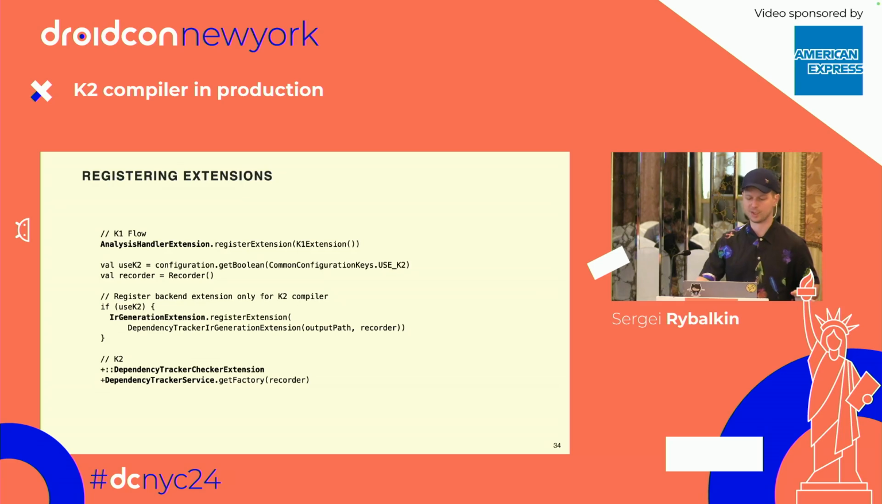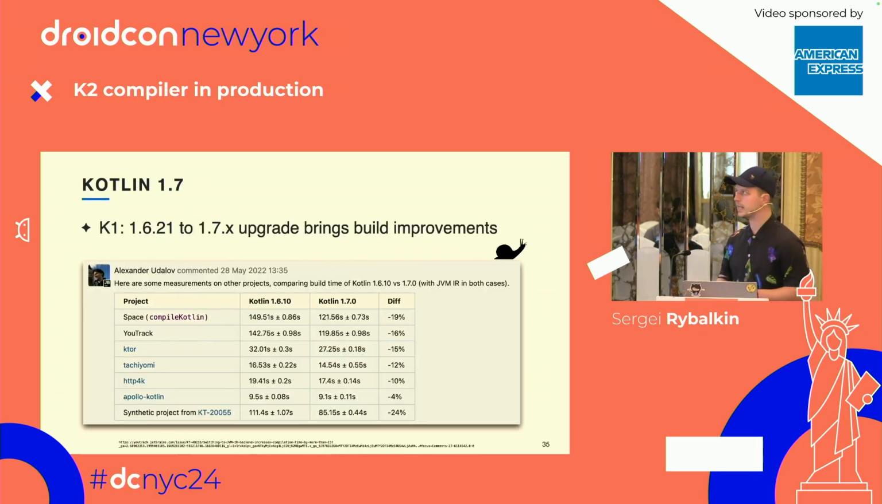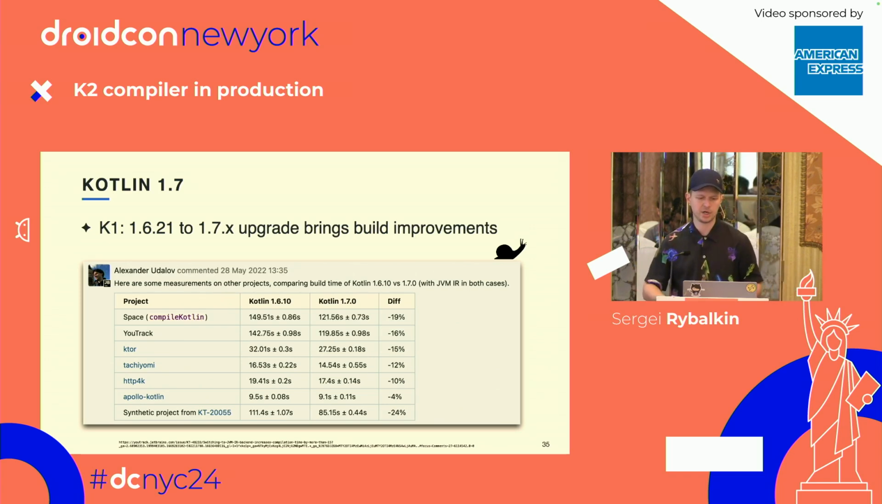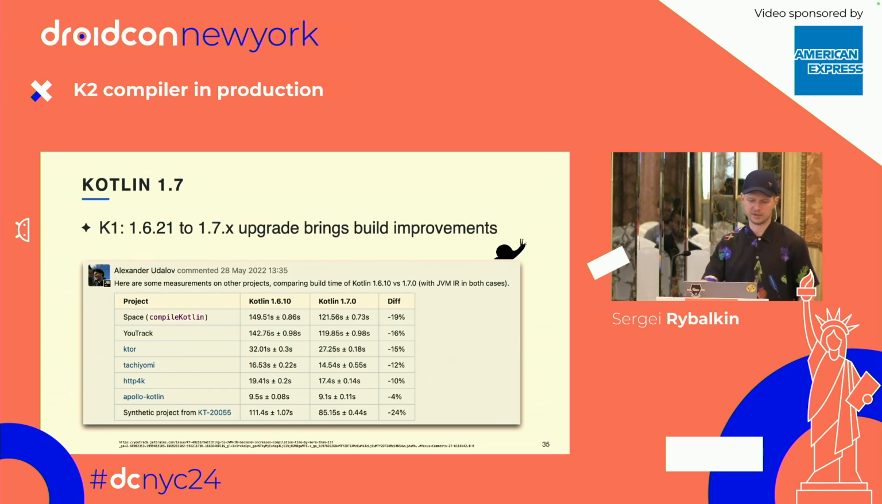Now the API is much better, I would say. At the same time, Kotlin 1.7 came, and it also brought a nice improvement in the language, and everything became faster, probably around 10% on average, as we noticed at that time.